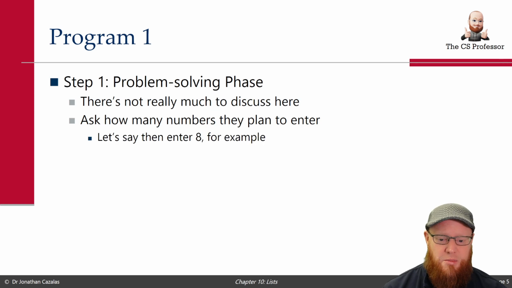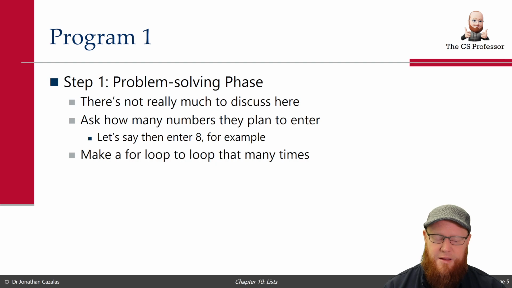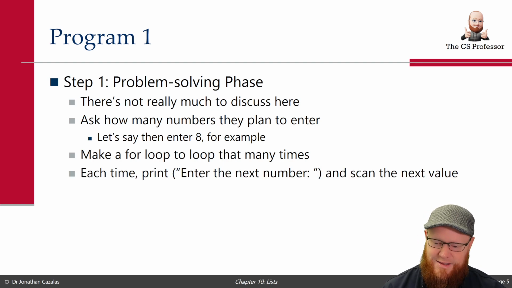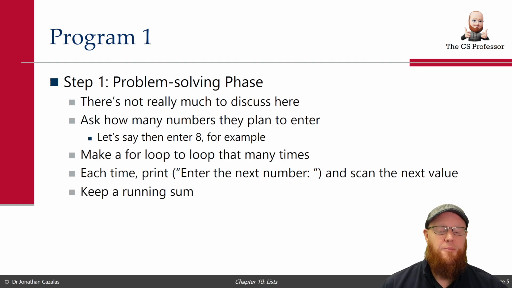So we're going to ask the user how many numbers they want to enter. Let's say they enter 5 or 7, or 8. We're going to loop that many times. What kind of loop should you use? As we know, we've studied while loops and for loops. If you know how many times you want to iterate, that's when a for loop is ideal. So use a for loop, loop that many times, simply print at each iteration, enter the given number, and then scan that value.